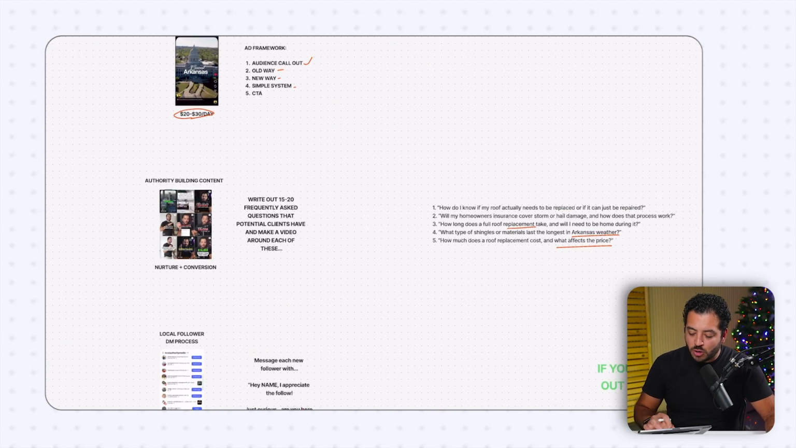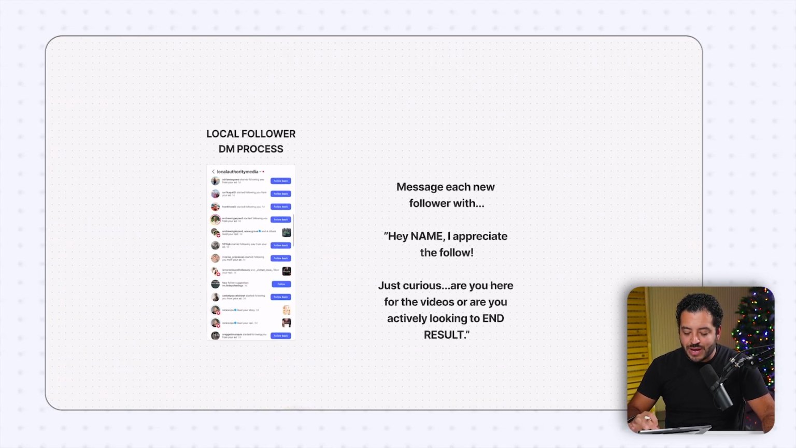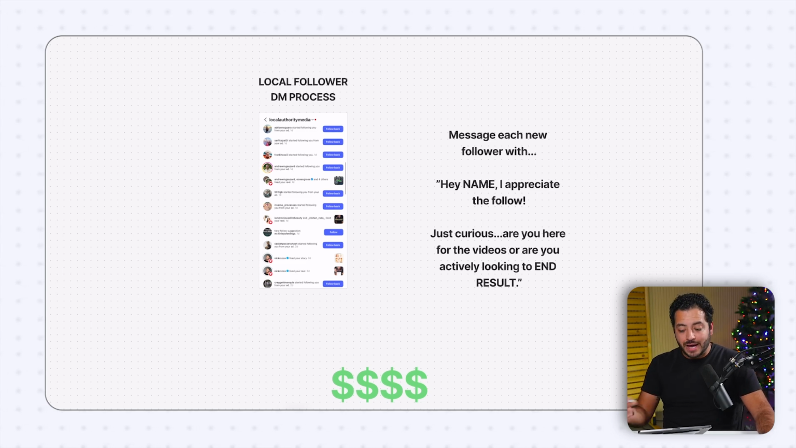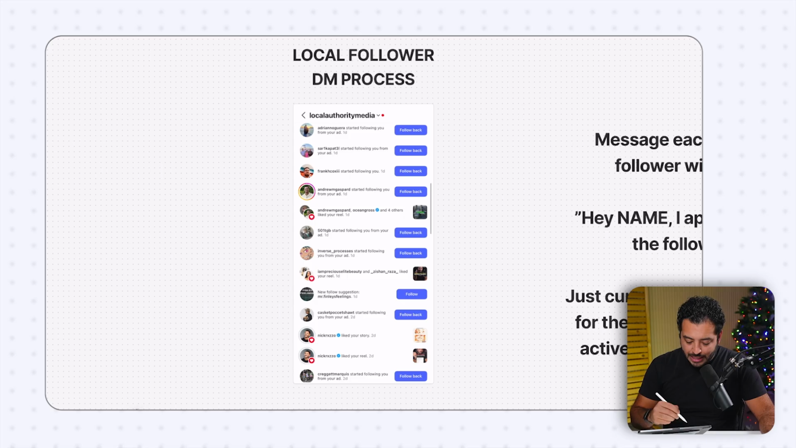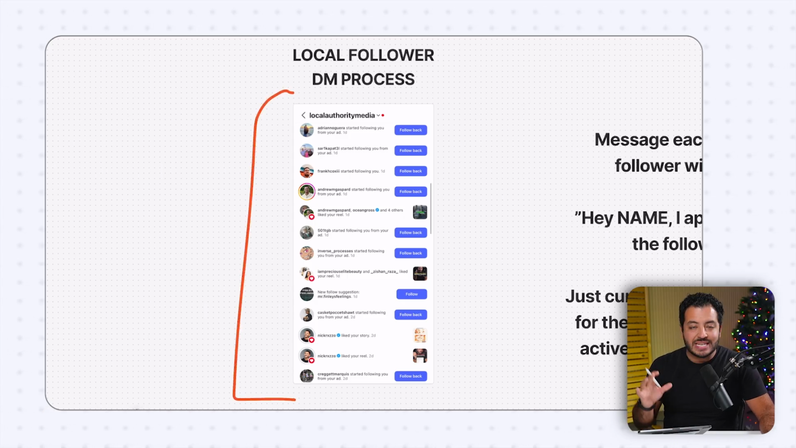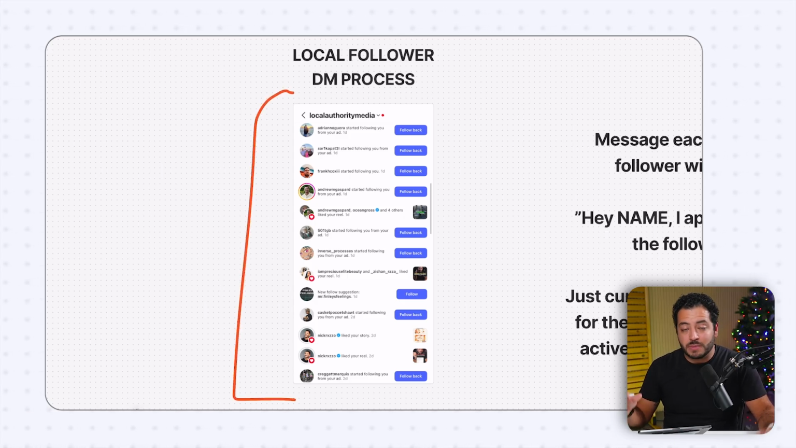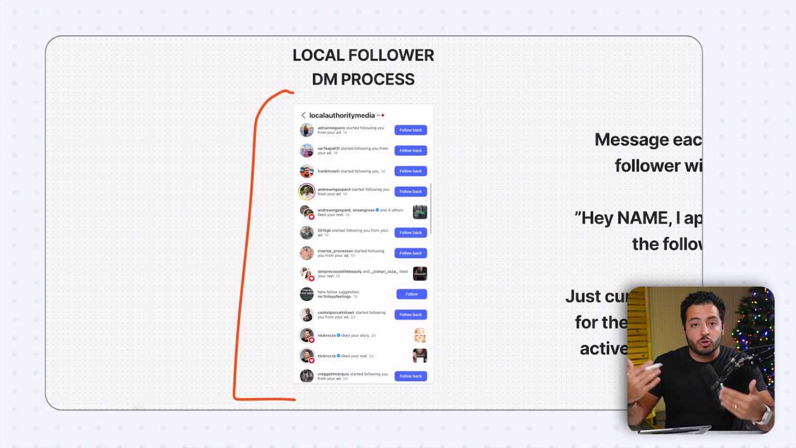So anyway, those are the questions. What is the next piece here? How do we actually turn people into deals, right? The way that we do that is, again, we have these local followers that are coming through. And like we talked about before, the benefit is now you're getting way more bang for your buck, because you have people that are following you to then be nurtured by your content.